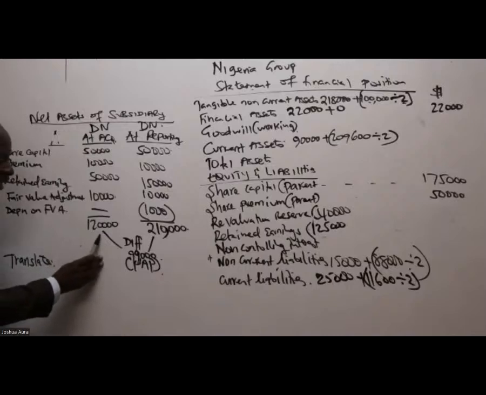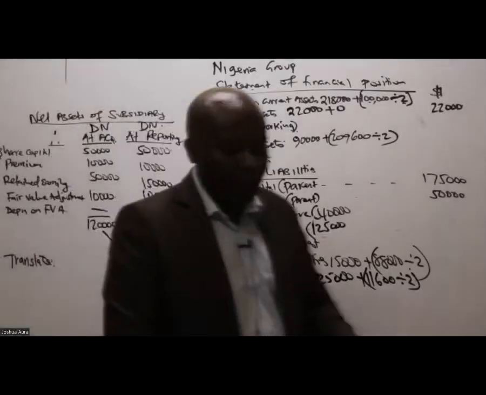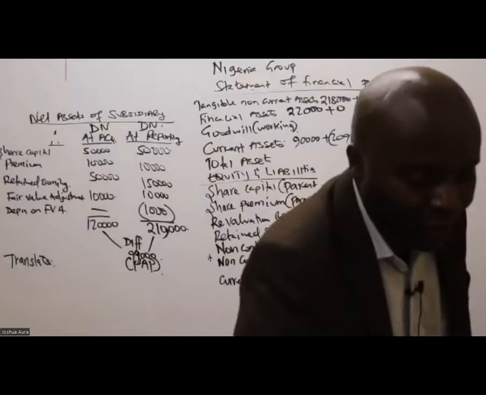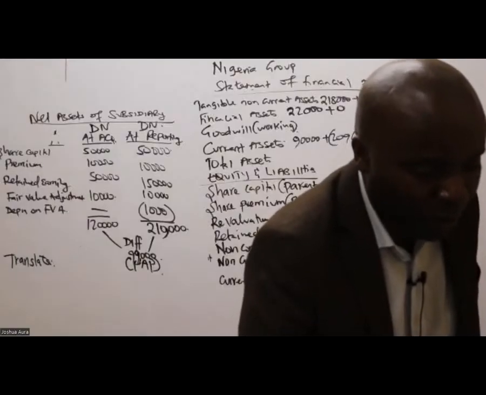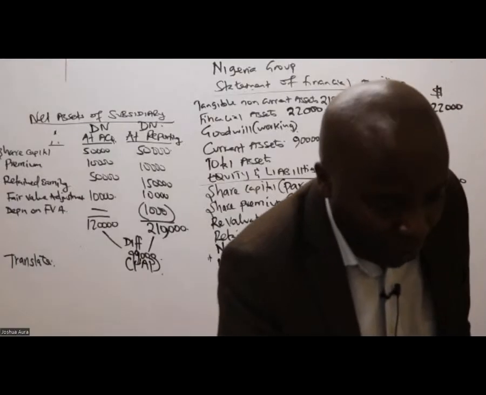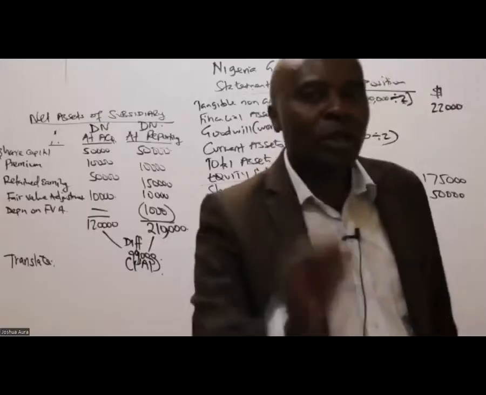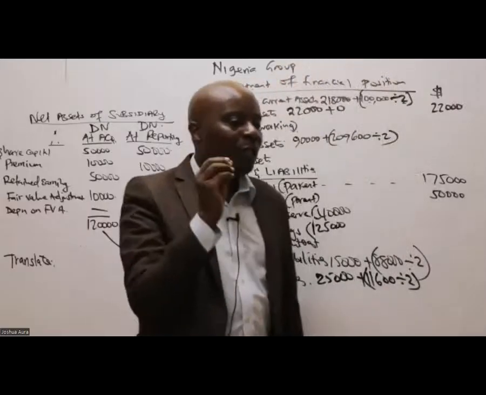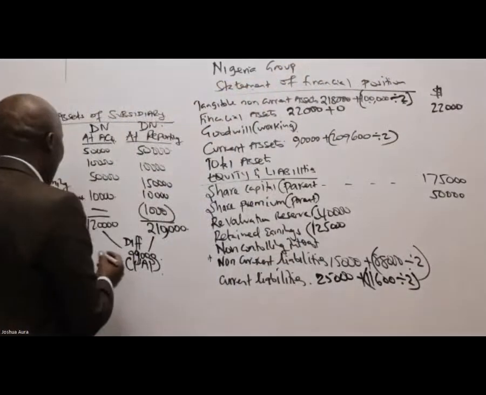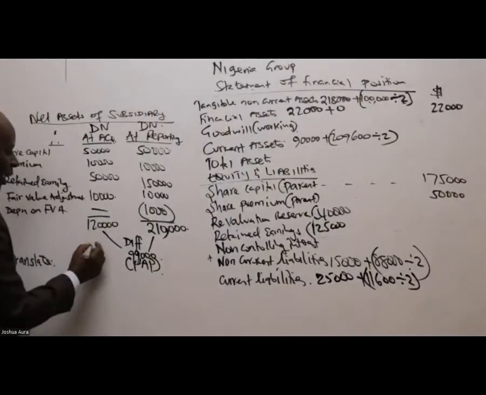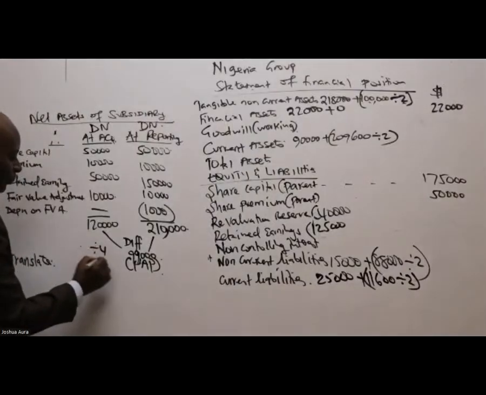So at acquisition, please use the acquisition rate. Do we have the acquisition rate? Oh, yes. Remember, we acquired this subsidiary at the start of the year. So the acquisition rate here is 4. So to translate net assets at acquisition, always use the acquisition rate. So this one, I'll divide by 4.